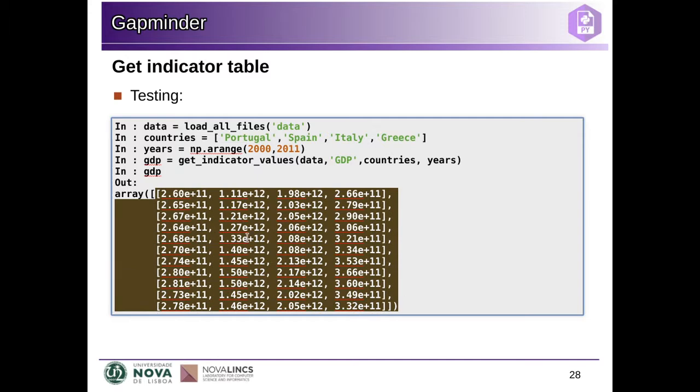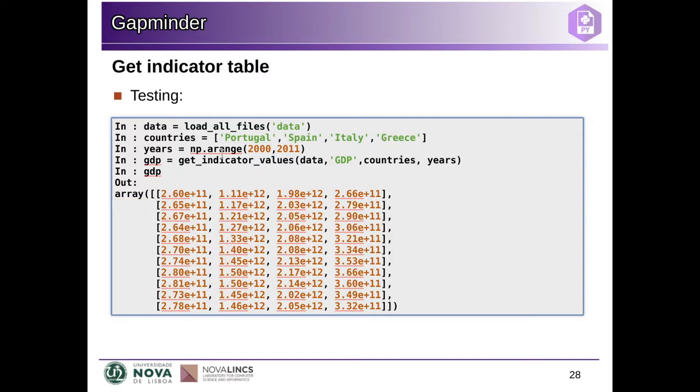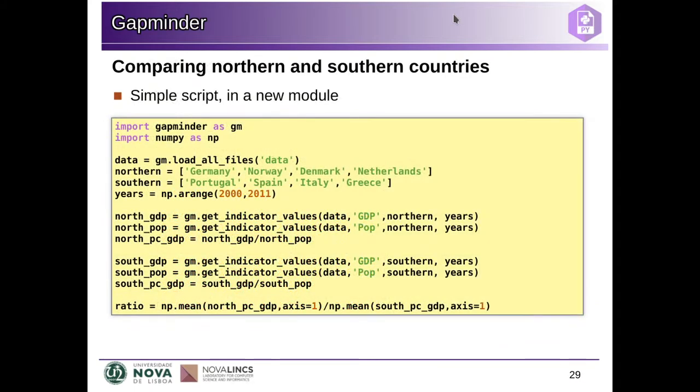So what this matrix has is each row for each year. So this is 2000, 2001, and so on. It corresponds to each year. And each column for each country in order. The first one is for Portugal, Spain, Italy, and Greece. So this makes it easy to do some comparisons.